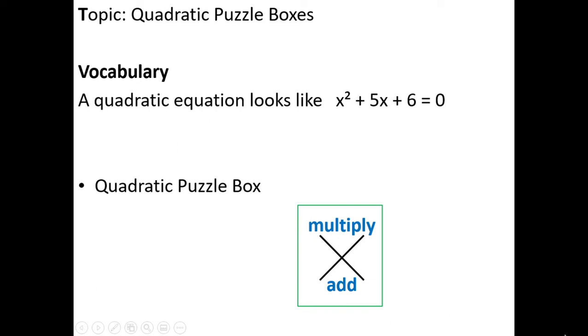Alright, let's look at what a quadratic equation looks like. Here it is right here. It starts with a variable x to the squared power, the second power. And that's a quadratic equation. And let's take also here what a quadratic puzzle box looks like. So, quadratic puzzle box, you multiply on top and you add on the bottom. So let's look at how that works.